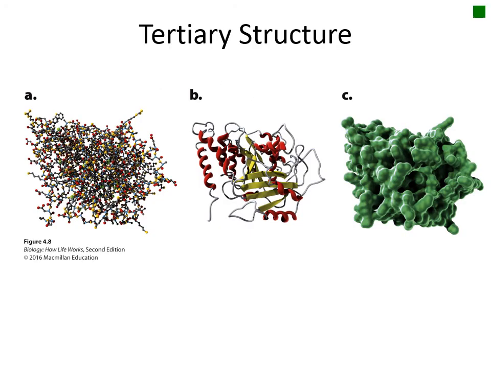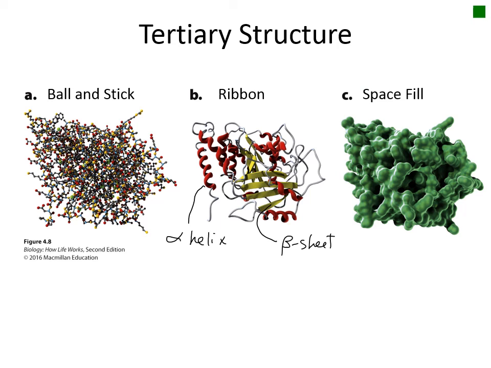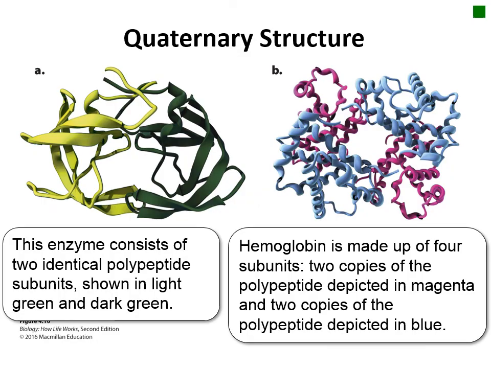There are 3 common ways to illustrate the tertiary structure of a protein. The first is the ball and stick model, which is useful to show the atoms of the amino acid chain. The second is the ribbon model. This is useful to show the secondary structure of the alpha helices and the beta sheets. The third is a space fill model, which shows the 3-dimensional shape and contour of the tertiary structure of the folded protein.